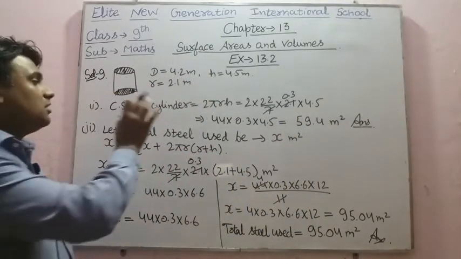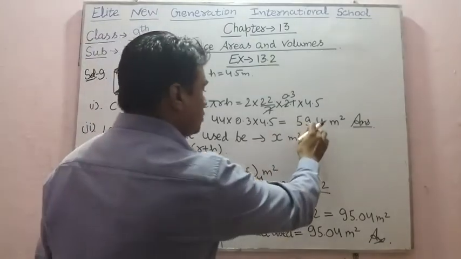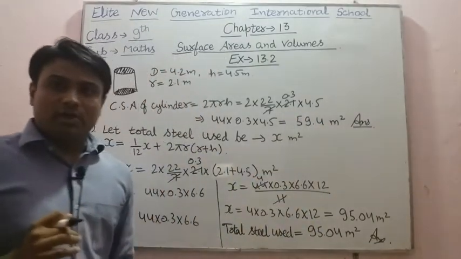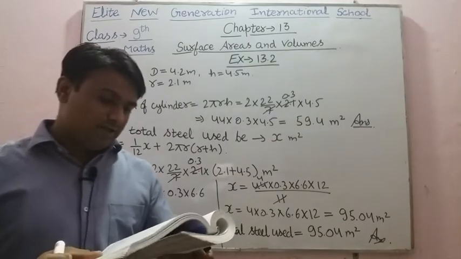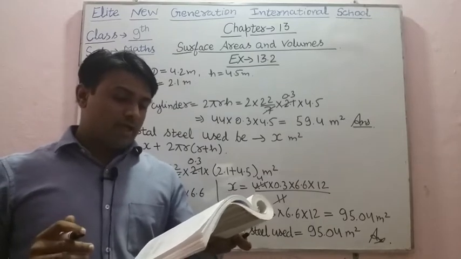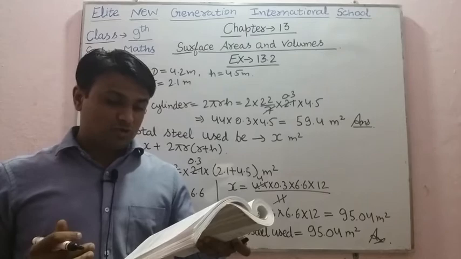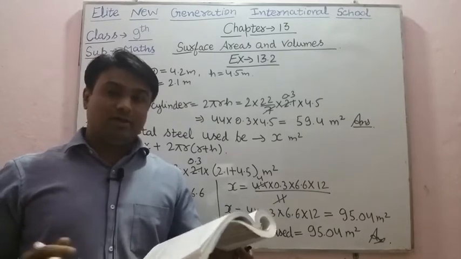So here the curved surface area of this petrol storage tank will be equal to 49.4 meter square. Now after this, see its second part. In the second part we have to find how much steel was actually used if 1/12 of the steel actually used was wasted in making the tank.